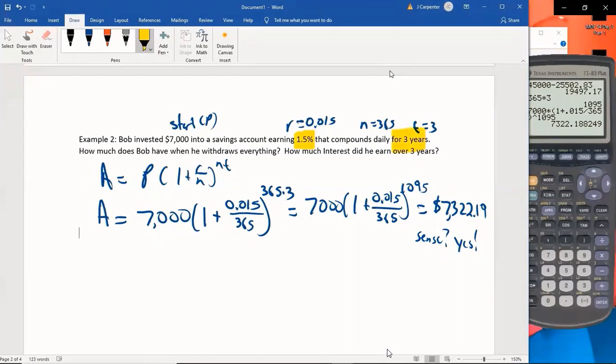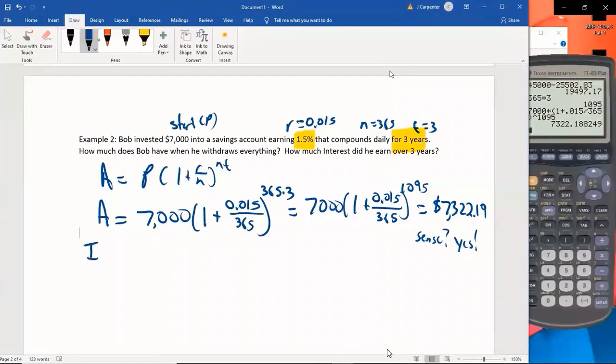First of all, we didn't go down. That would have been completely wrong if we were under 7,000. Second of all, we didn't get some extravagant number like 70 grand or 700 grand. It's 7 grand and some change. So I think that makes sense.